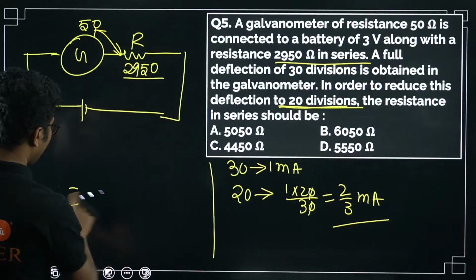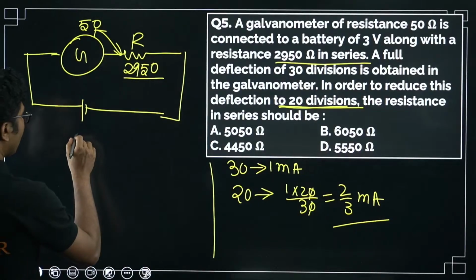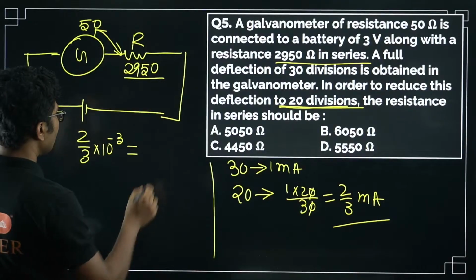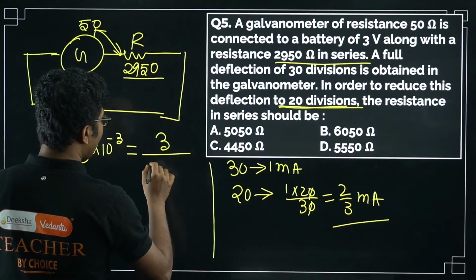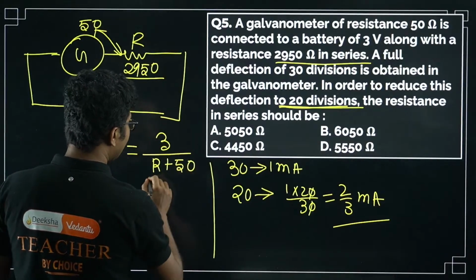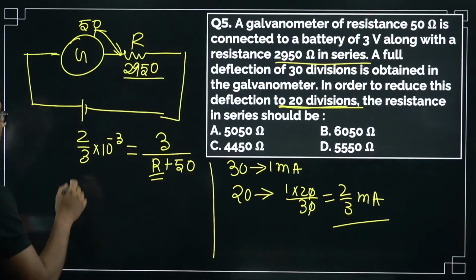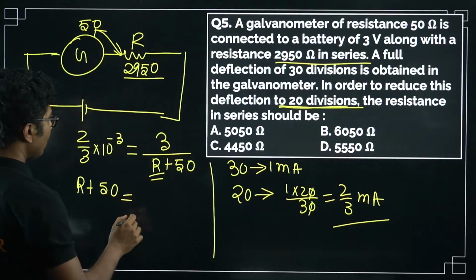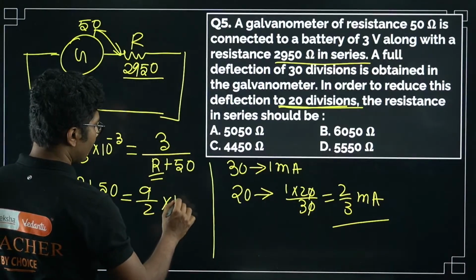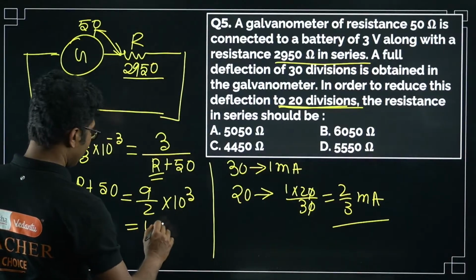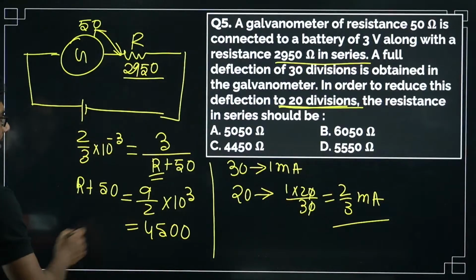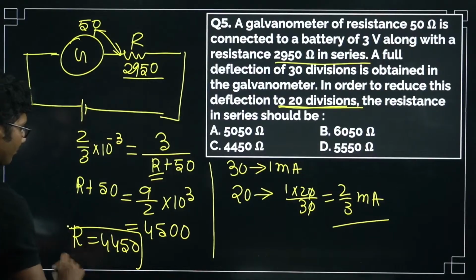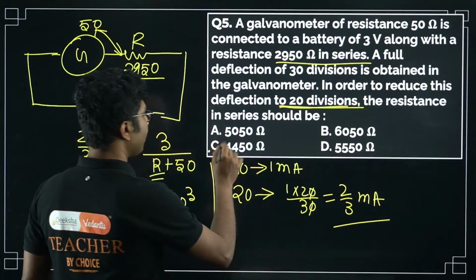The current is known now, so we have to put in the value. So 2 by 3 milliampere, that means 2 by 3 into 10 to the power of minus 3 equals 3 divided by R plus 50. Right, R is the external resistance that we want to add, so we have to find its value. So R plus 50 equals 9 by 2 into 10 to the power of 3. So this is 4500, right, and R will be equal to 4450 ohm. So the answer will be option C.